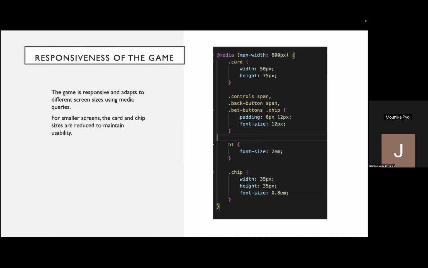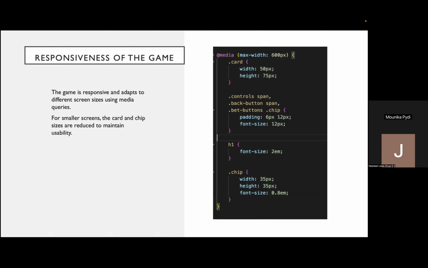Next one is the responsiveness of the game. We make our application responsive according to the screen size, and we have used the media query properties for that. So to make it more accessible on devices of different widths. So on smaller screens, cards and chip sizes are reduced while maintaining usability, and this ensures that the game remains visually appealing and also fully functional on both desktop and mobile devices.